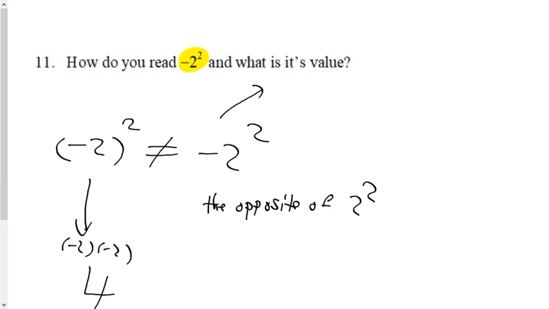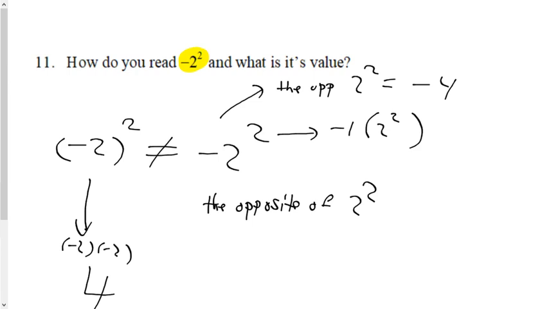And this one, you can think of it as the opposite of 2 squared, which is 4, which would be negative 4. Or you could also think of it as a negative 1 coefficient to that. Either way you think of it, your standard form value is negative 4, and the way you read it is the opposite of 2 squared. 1 point for this, and 1 point for this.